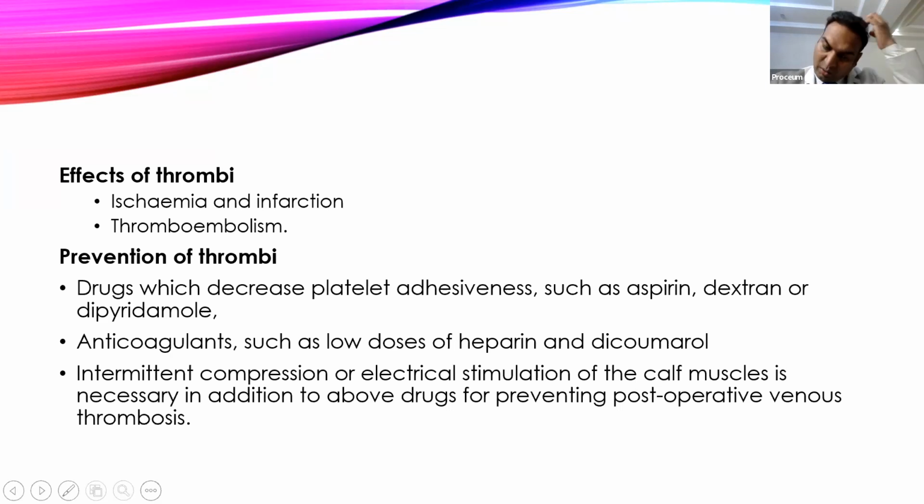That will decrease thromboxane A2 formation and prevent platelet formation. Then we can use anticoagulants like low dose of heparin or dicumarol. It is also called warfarin. Warfarin prevents clotting factor synthesis, and that can also reduce the coagulability of the blood.